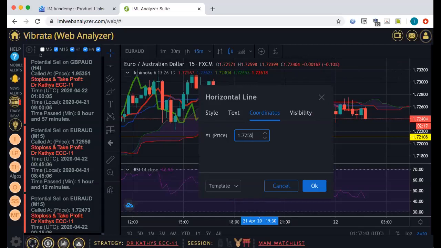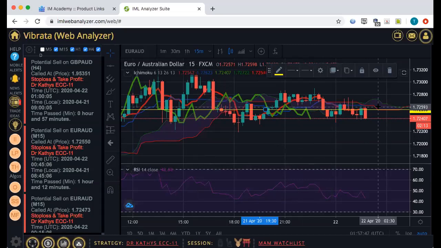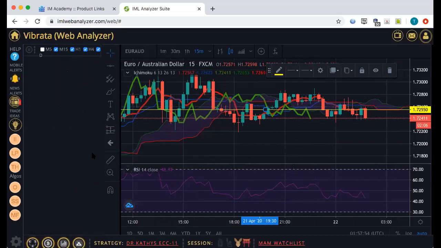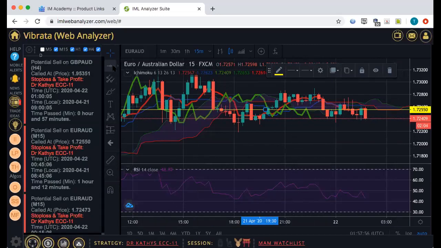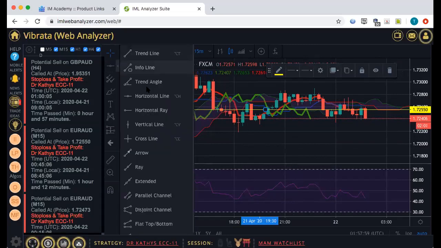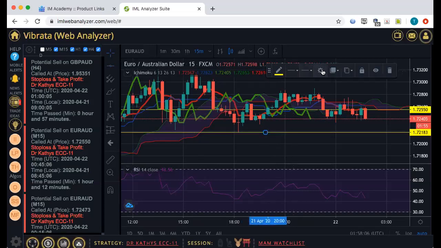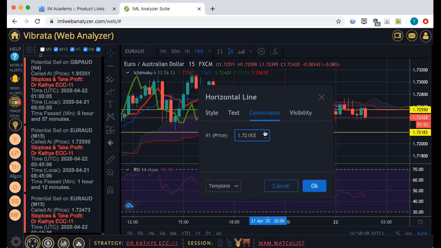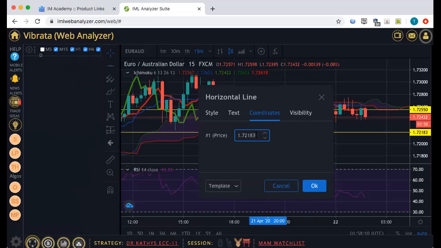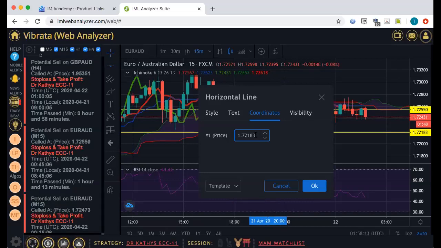1.72550. Click OK. And as you can see, the horizontal line adjusts to the called price. Well, I know that this is selling, so what I'm going to do is go to my trend line, draw another horizontal line, click anywhere on the chart, go to settings, and now I'm going to subtract 10 from the third and fourth number to the right of the decimal.